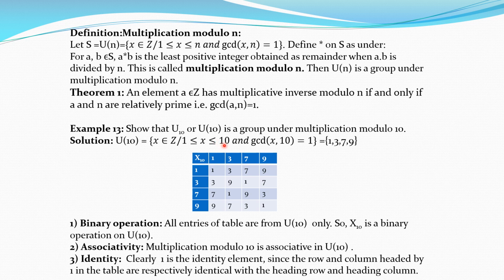GCD of 5, 10 is 5, which is not 1. So again 5 is absent. Next for 7 and 9, their GCD with 10 is 1. So U10 contains 1, 3, 7, 9.